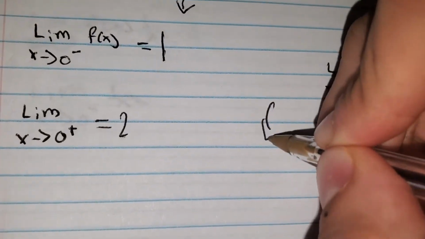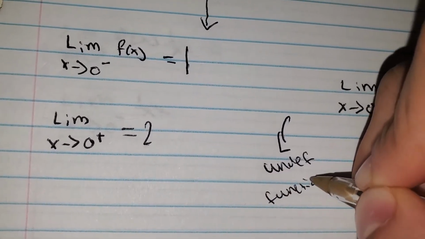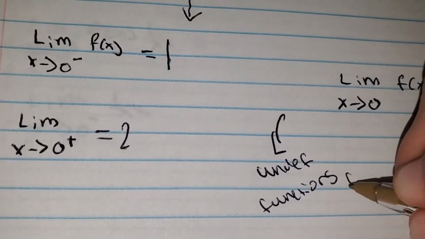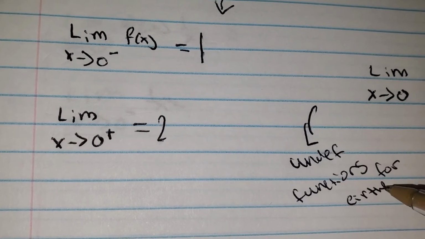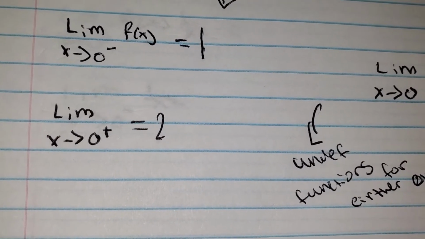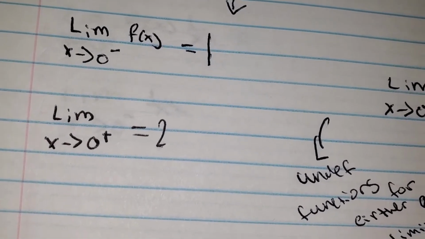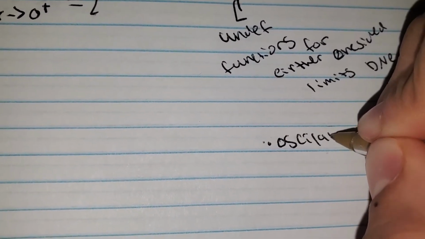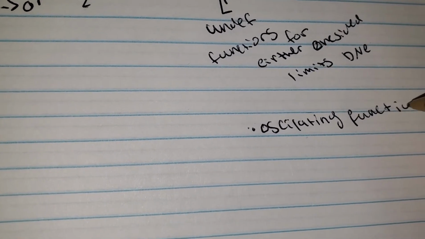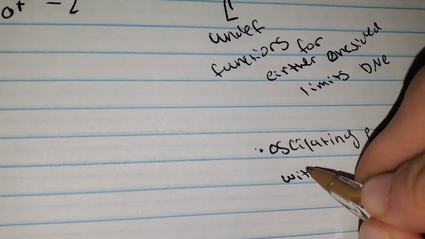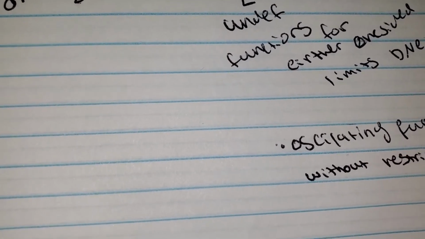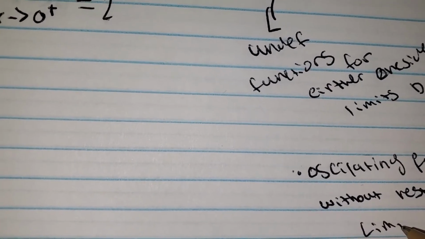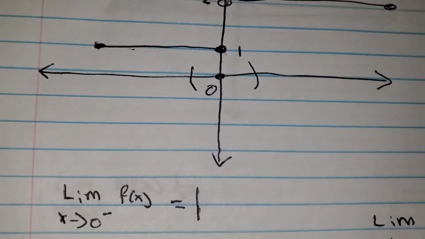Another case of that would be undefined functions, where one-sided limits do not exist. And also oscillating functions without a restriction. The limit does not exist.